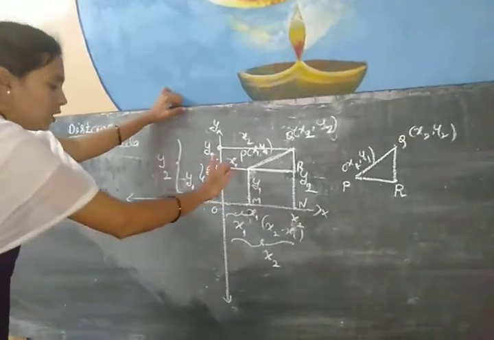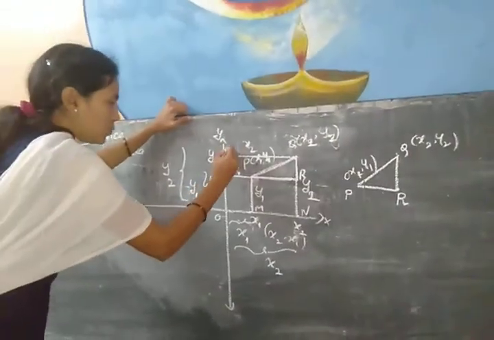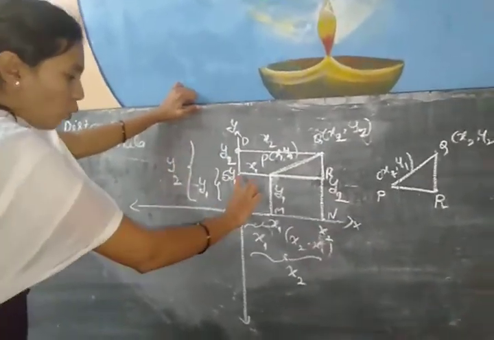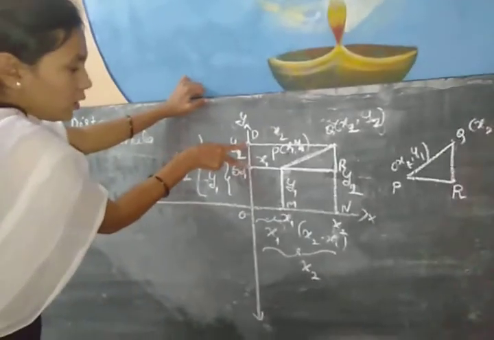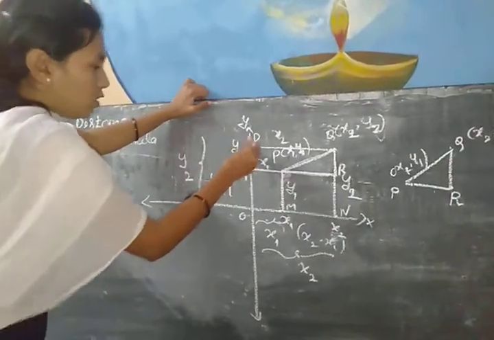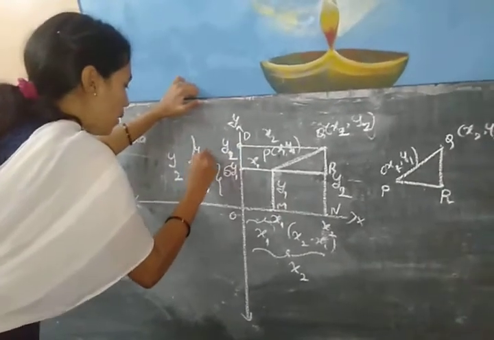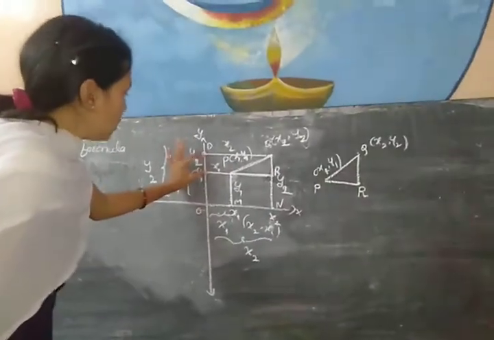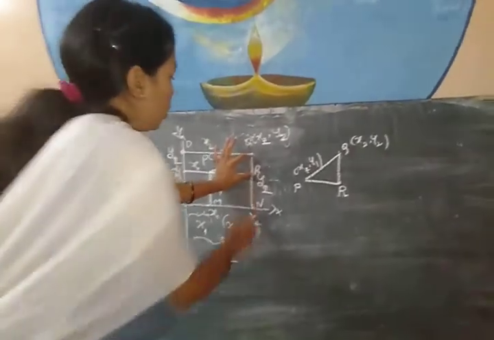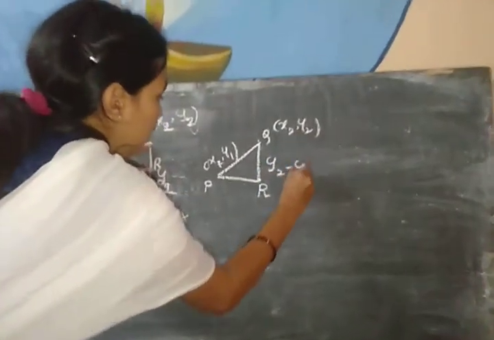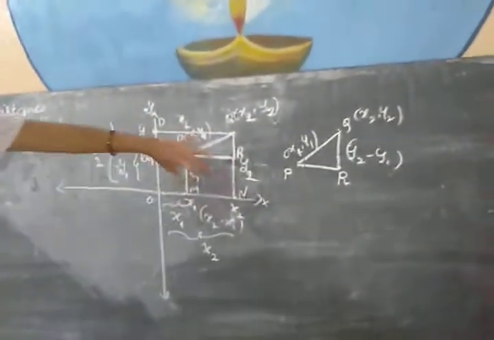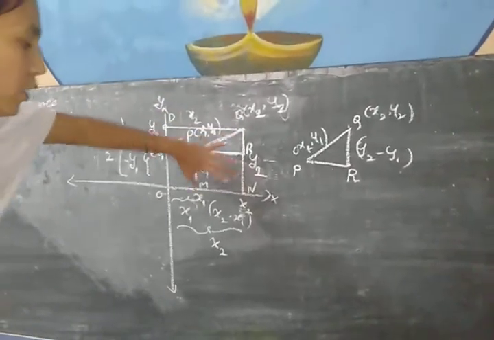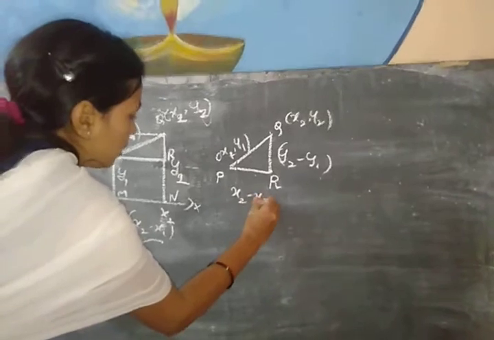Similarly, see here, this point can be represented as D. This OD is y2 and OS is y1. So this distance SD becomes y2 minus y1. Okay. See here, this line is equal to this line, so QR becomes y2 minus y1. And similarly, this MN is equal to PR because these 2 lines are equal, so it becomes x2 minus x1.